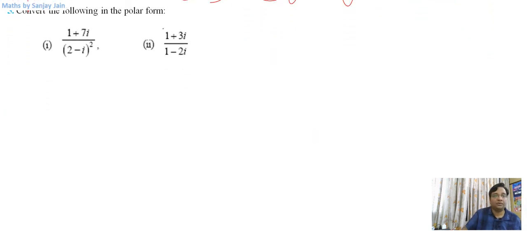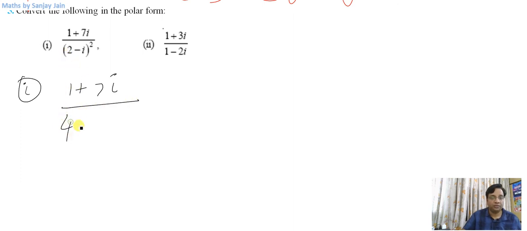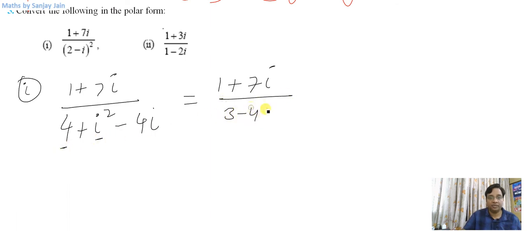Convert the following in polar form. So to convert it into polar form, I'll need the argument and the modulus. So first thing, I'll try to bring it into the a plus iota b form. So (4 plus iota squared minus 4 iota) will be equal to (1 plus 7 iota) divided by, this is minus 1, so (3 minus 4 iota). I'll multiply and divide it with 3 plus 4 iota.